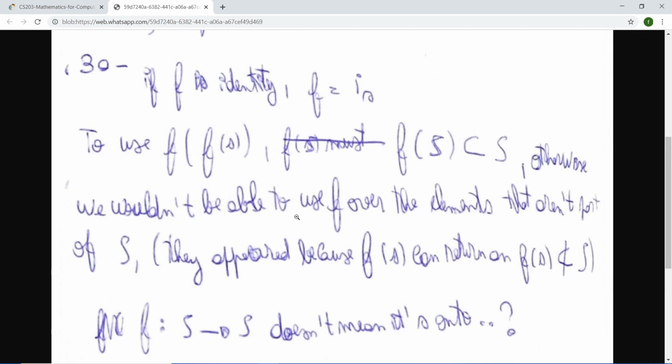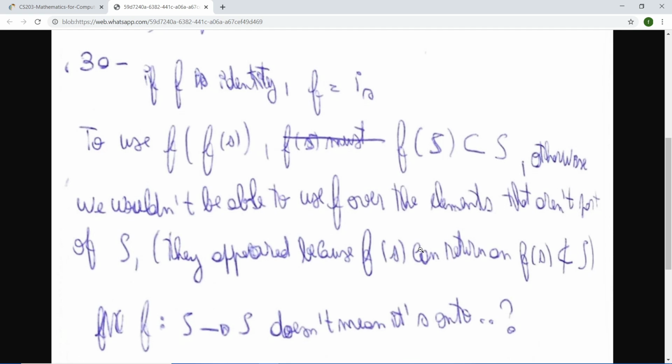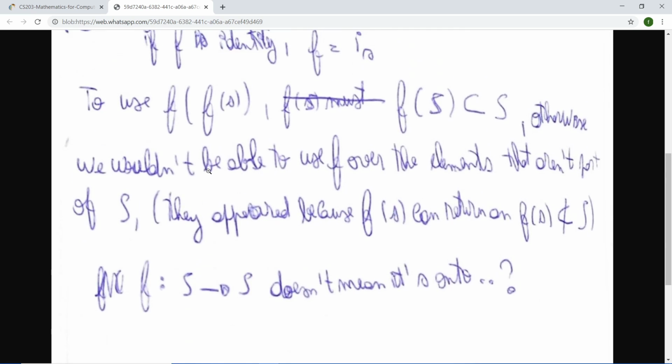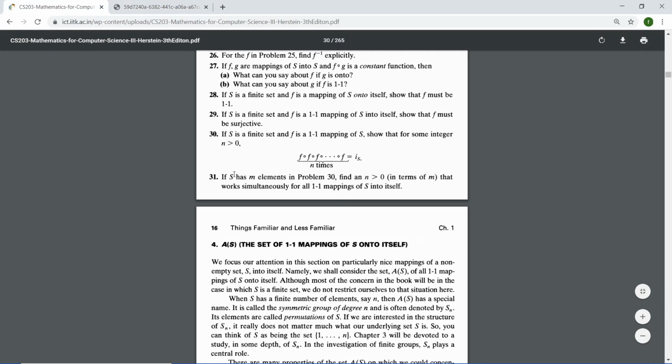And for the way that I was thinking to resolve it, we would need it to be onto, and because we do f of S, then it has to be onto, I think, to be able to do this. So yeah, I'm not sure if I really understood this problem. And exercise 31, I also think that I don't get it, but maybe another day for this one.